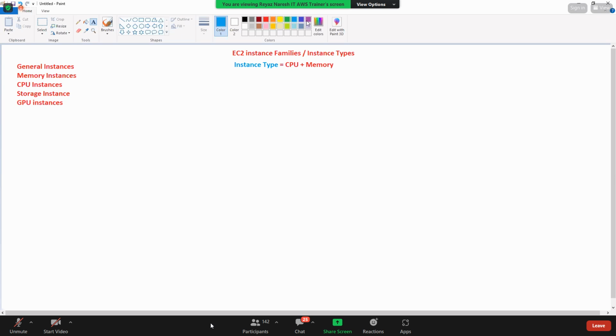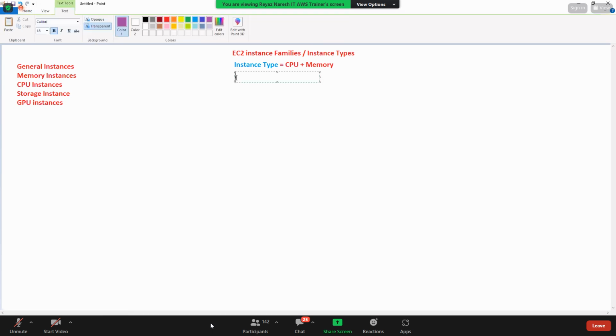Let's say, for example, I am giving you different instance types. T2 is one family. T3 is one family. R is one family. M is one family. Like this, you have so many families in AWS.